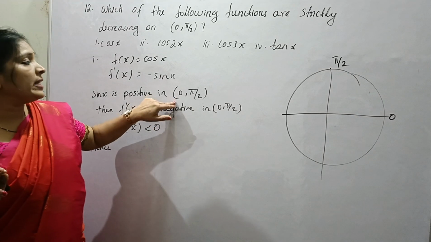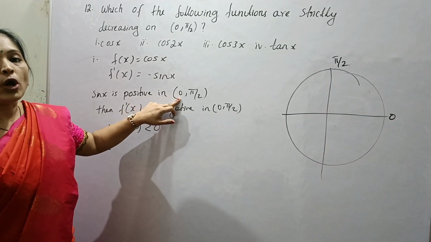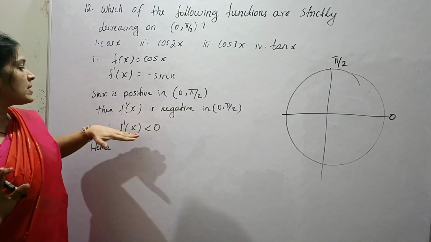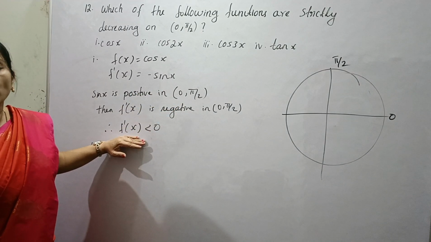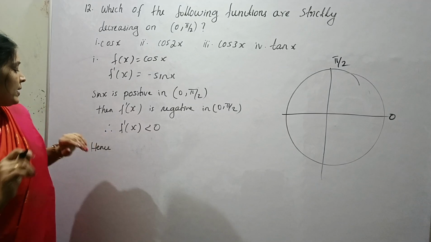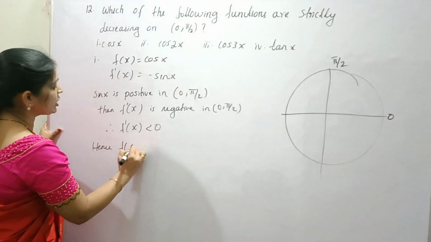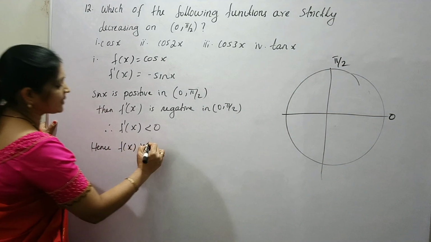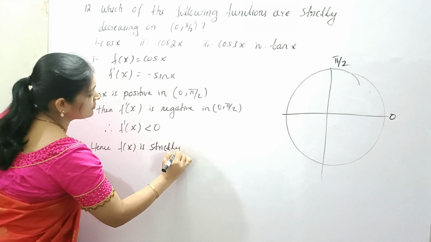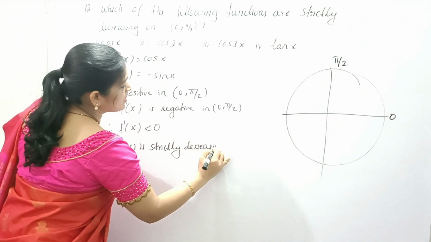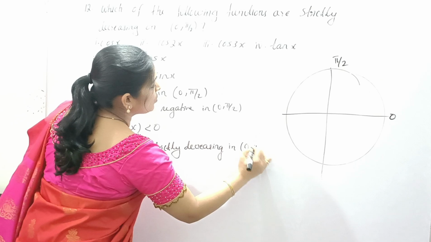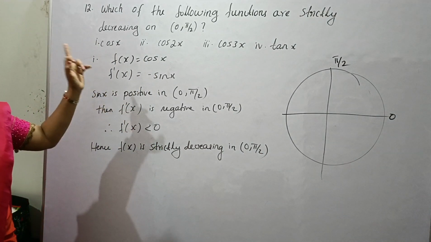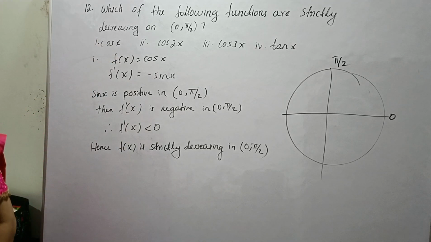not less than or equal to 0. Why? Because our interval is an open interval. Here 0 is not included. We know that sin 0 is 0, but here 0 is not included. Therefore, f dash of x equal to 0 will not come, only f dash of x less than 0. Hence the given function f of x is strictly decreasing. Not only decreasing, strictly decreasing in 0 to pi by 2. Therefore, this first function cos x is strictly decreasing on 0 to pi by 2.